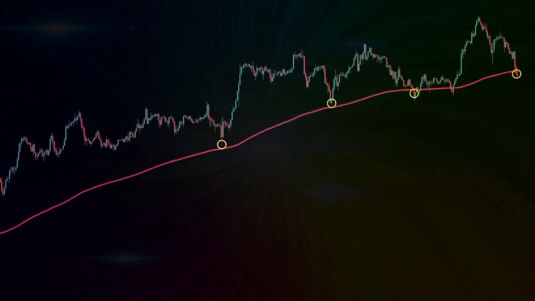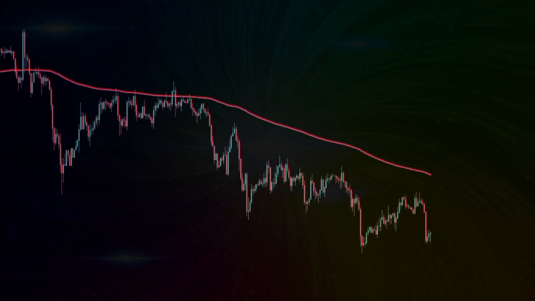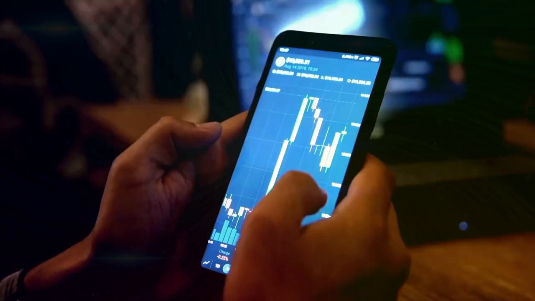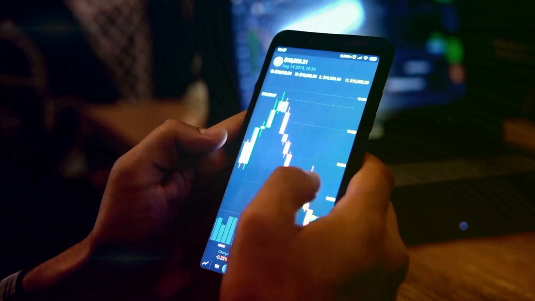For example, in this uptrend, you can see price use this EMA as a support and bounce off it many times. Then in this downtrend, you can see price use the EMA as a resistance and again bounce off it many times. You see where I'm going with this?